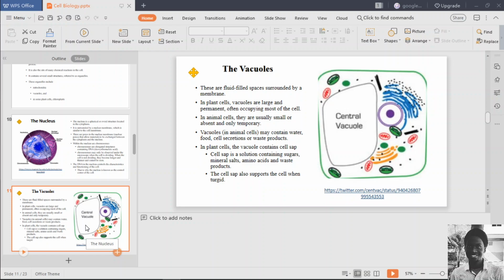In animal cells, vacuoles may contain water, food, cell secretions, or waste products. In plant cells, however, the vacuole contains cell sap, and cell sap is a solution containing sugars, mineral salts, amino acids, and waste products from the cell's metabolism. The cell sap also supports the cell when it becomes turgid, or when it becomes firm, or when it swells. The cell sap would support the cell.